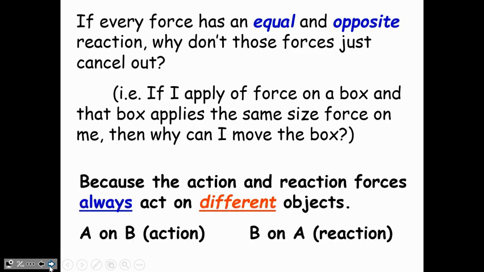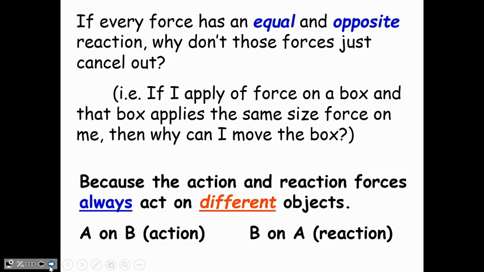The action and reaction forces always act on different objects. If the two forces were felt by the same object, they would cancel, and the net force would be 0. But they happen on two different objects, and we would draw them as two different free body diagrams.